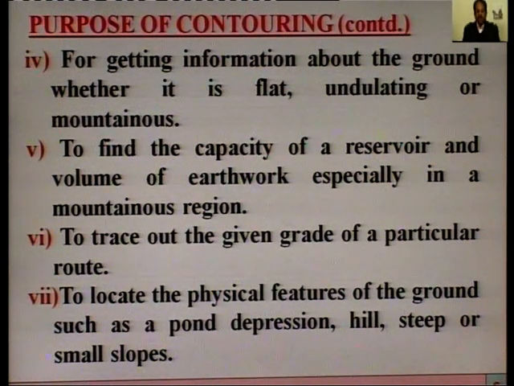Seventh is to locate the physical features of the ground such as pond, depression, hill, steep or small slope. To find out physical features of the ground, we generally do contouring, that is whether there is a depression, whether there is a hill, steep slope is there, uniform slope is there or small slope is there. To find out all these things, we generally do contouring.